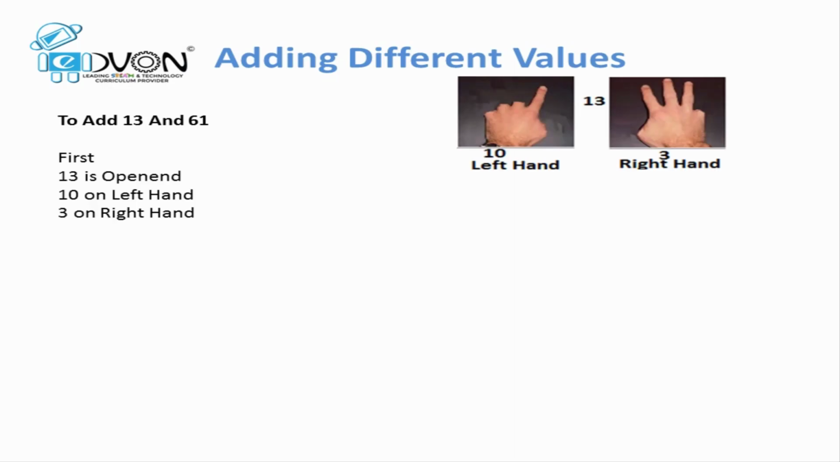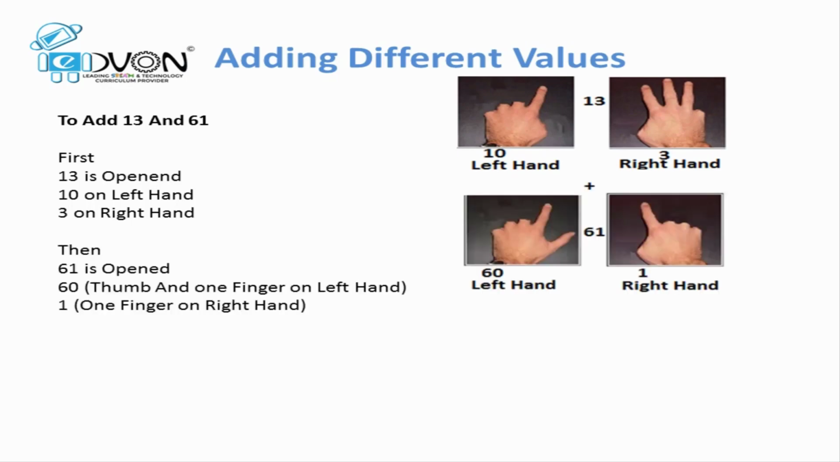Let's take another example for addition. If we want to add 13 and 61, first we will place 13 on our hands. To place 13, we will open one finger on left hand and 3 fingers on right hand, as in 13, we have 1 ten and 3 units. Now we will place 61 on our hands. To place 61, we will open thumb and one finger on left hand and one more finger on right hand.